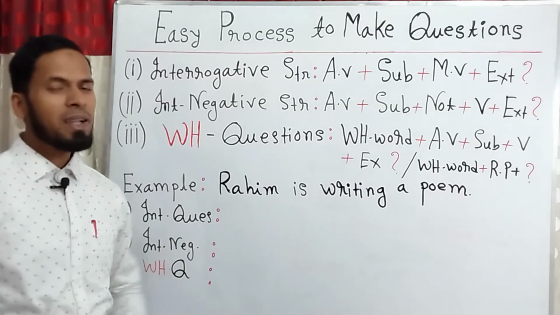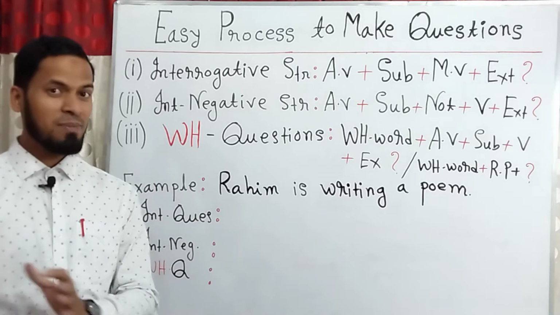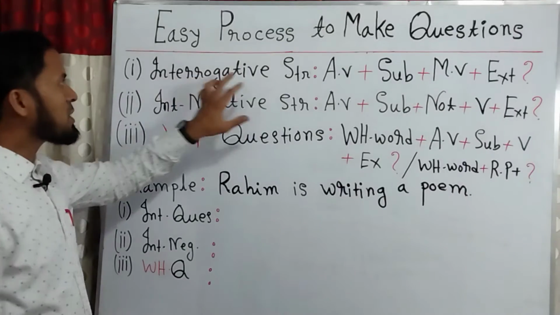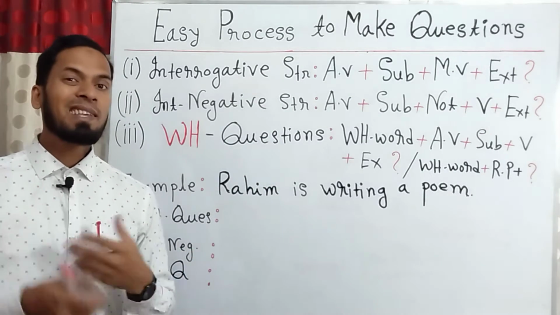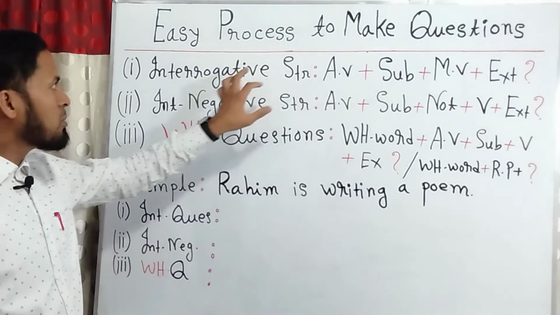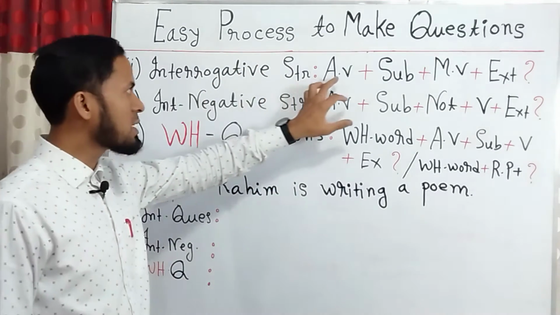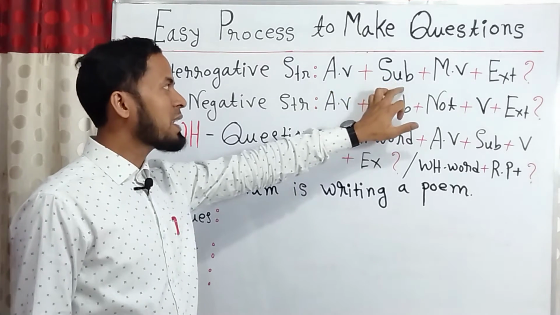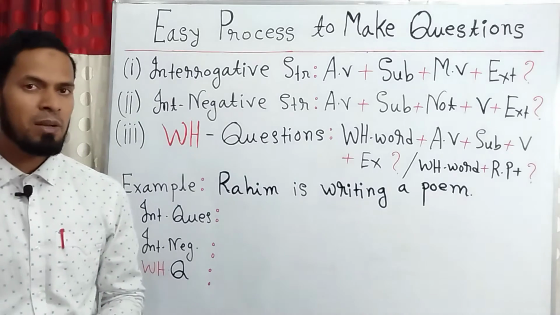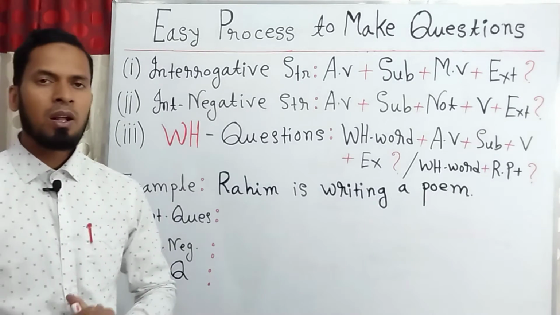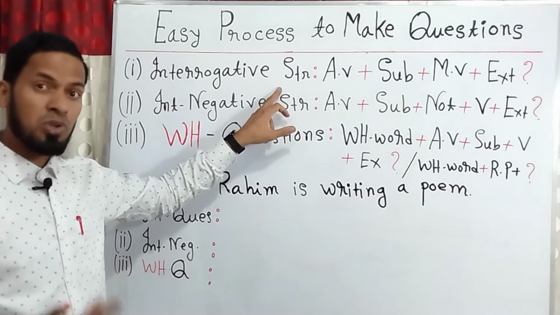Easy process to make questions. What are the processes? At first we follow. First one, interrogative ways. That means we can make questions by asking questions. And if you want to make an interrogative sentence, at the very beginning you have to take an auxiliary verb, then subject, then main verb, then extension, and at the ending of the sentence you have to use a question mark. This is interrogative pattern or interrogative question.